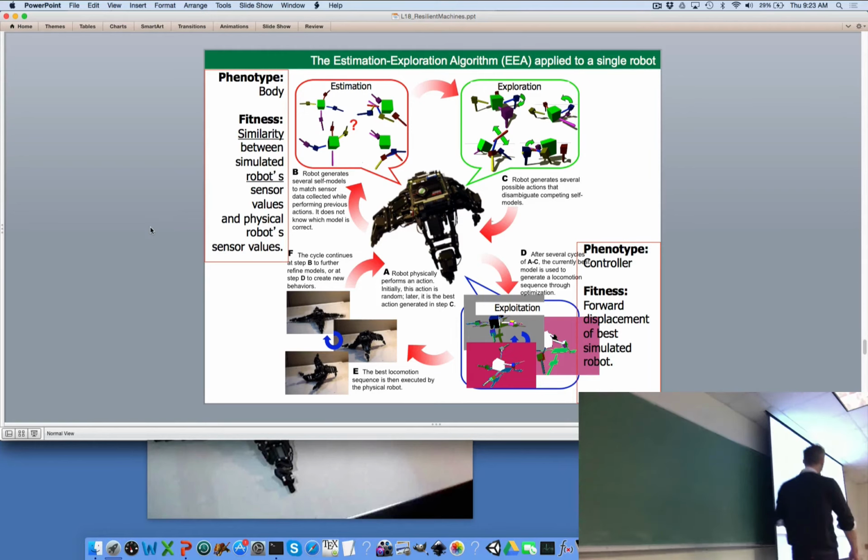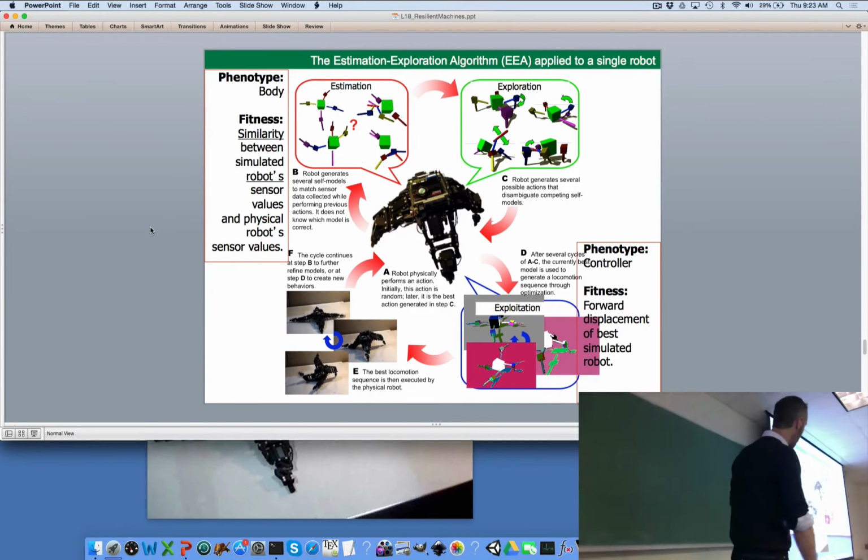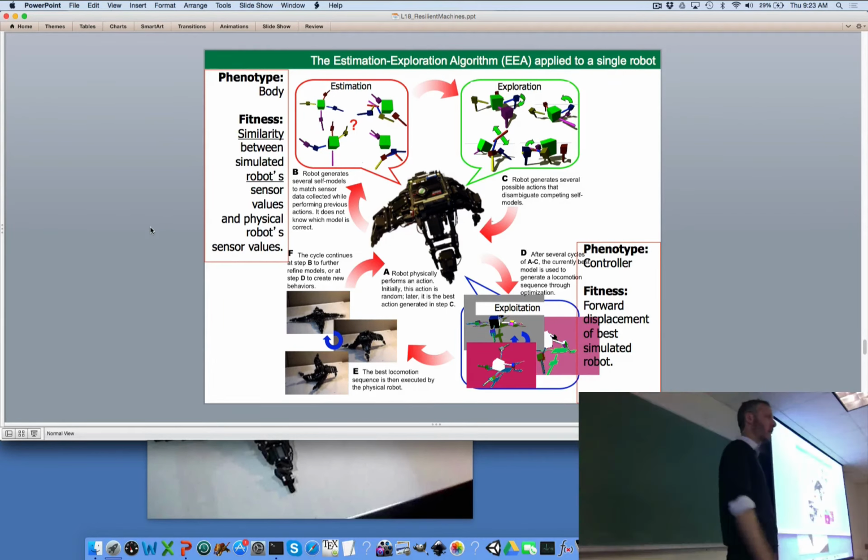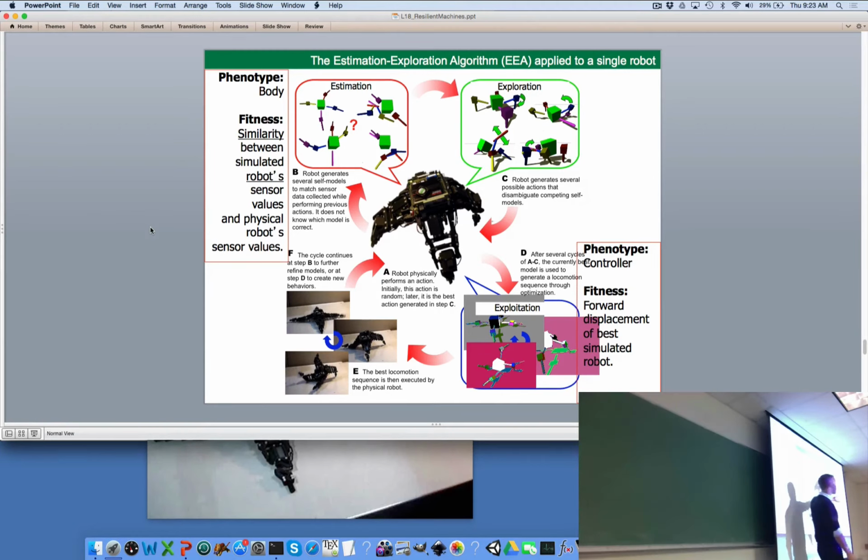Down here, I described this second evolutionary algorithm for you, which is a little bit more familiar. The phenotype in this case is the controller. We're not evolving the body now because we did it over here. We're just evolving the controller on the evolved simulator, and the fitness is, again, very familiar: forward displacement from the point of view of the robot. Makes sense, right?